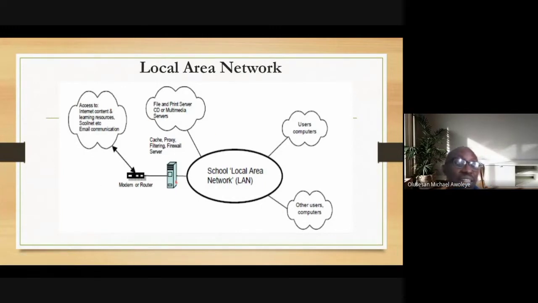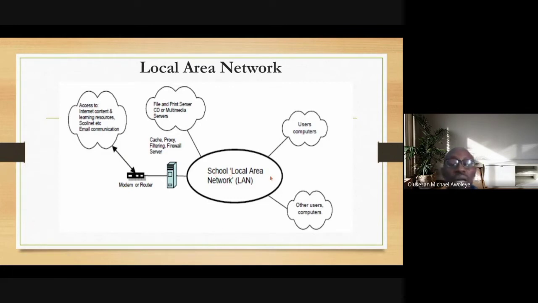What that is saying is you need a modem or a router to take you out of your network connection. You need a device called a router or a modem to connect you to outside connectivity, which in this case will be seen as the internet. So here you have what can be your cache, your proxy server, your filtering server, your firewall server. This is representing a server. So a server is between your router and the school local area network.